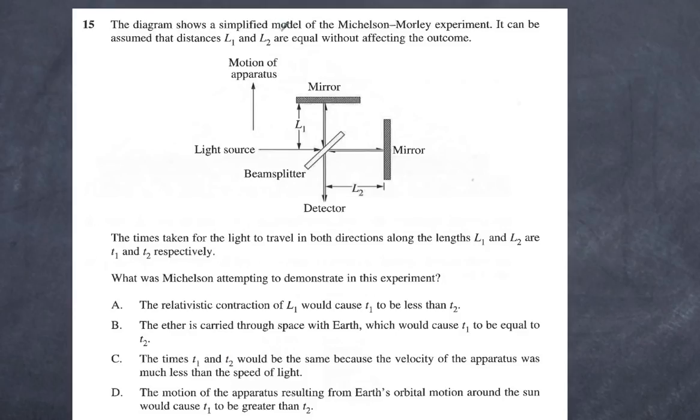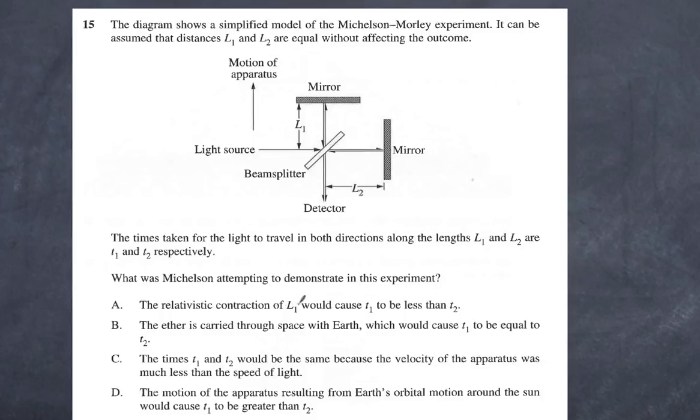Question 15. The diagram shows a simplified model of the Michelson-Morley experiment, and it can be assumed that distances L1 and L2 are equal without affecting the outcome. The time taken for the light to travel in both directions along lengths 1 and 2 are T1 and T2 respectively. The question here: what were Michelson and Morley attempting to demonstrate in this experiment? If you remember the experiment and you studied it, then you will know that they got a null result. In other words, they got no change whatsoever in the two paths.